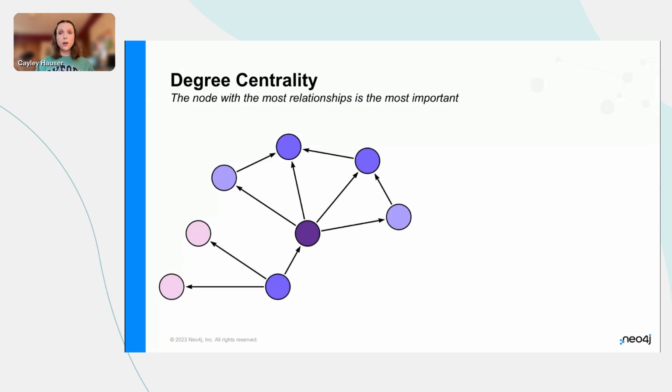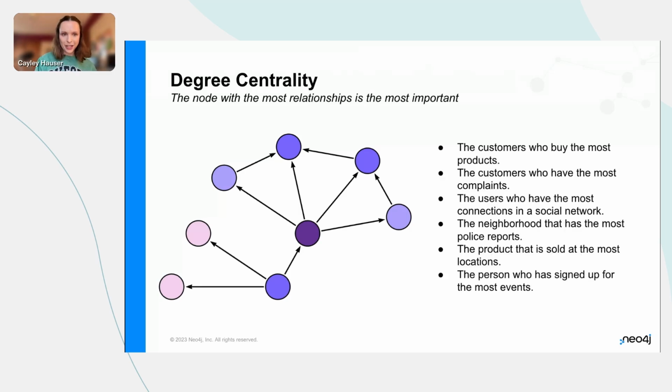We just want to know the node with the most relationships. This is when we're interested in the node that has the most relationships is the most important. This has many applications. We might say, like I said before, which customer buys the most products? Which customer has filed the most complaints about products? Who are the users that have the most connections in our social network? The neighborhood that has the most police reports, potentially.